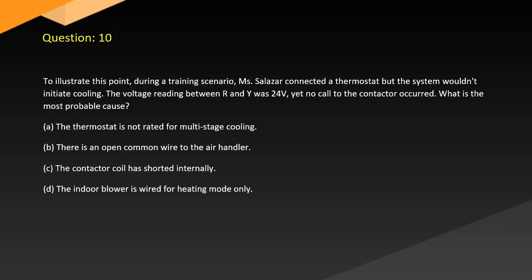Question 10. To illustrate this point, during a training scenario, a technician connected a thermostat, but the system wouldn't initiate cooling. The voltage reading between R and Y was 24, yet no call to the contactor occurred. What is the most probable cause? A. The thermostat is not rated for multi-stage cooling. B. There is an open common wire to the air handler. C. The contactor coil has shorted internally. D. The indoor blower is wired for heating mode only.